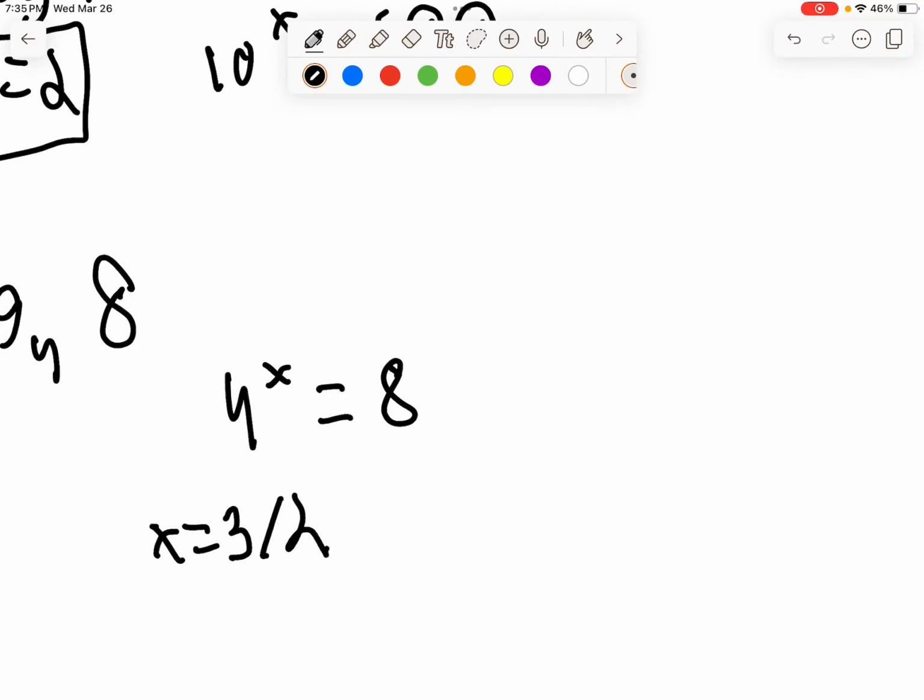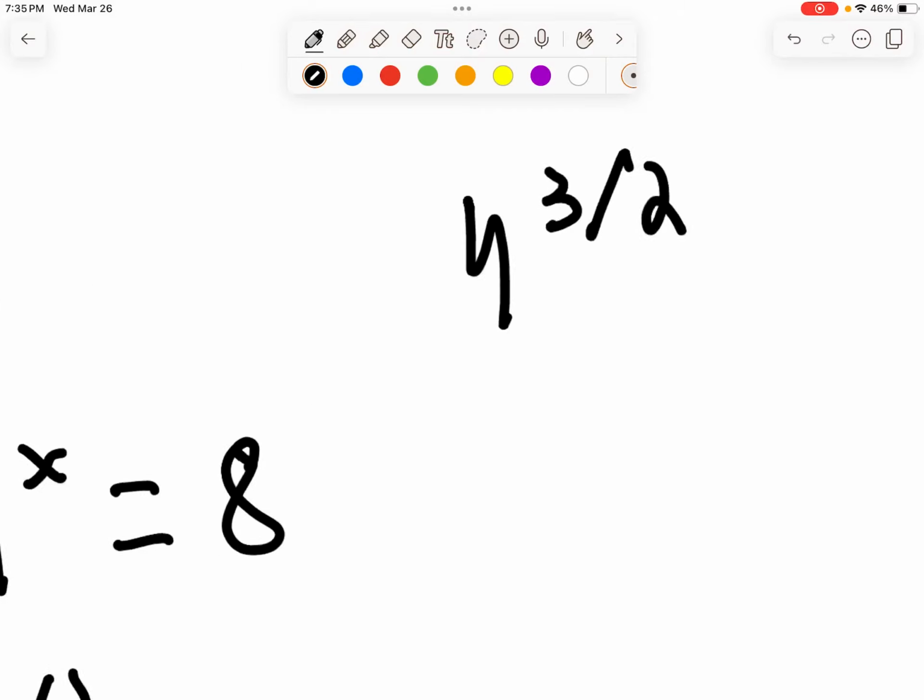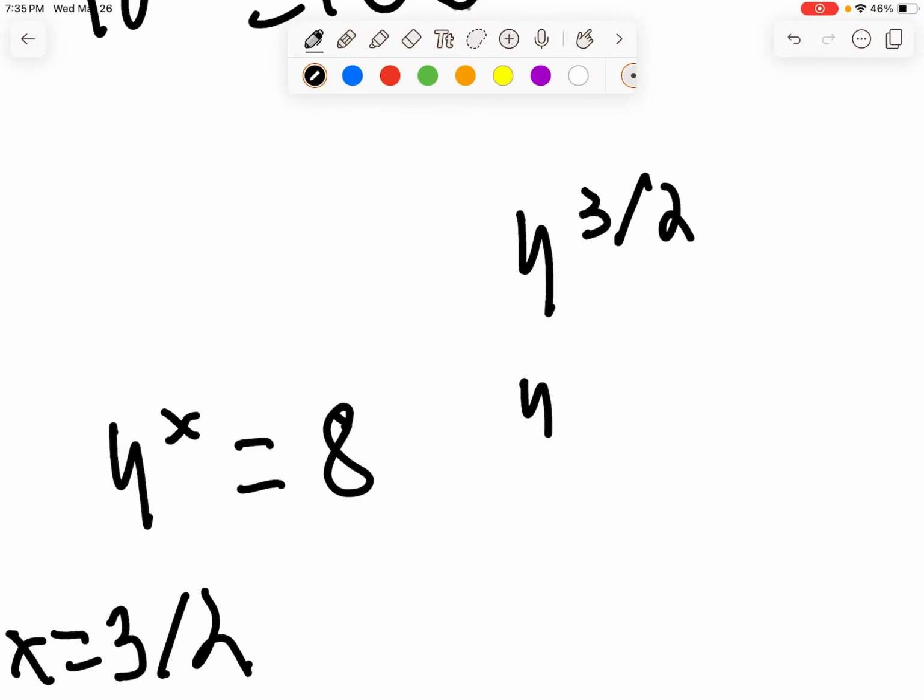Because what is 4 to 3 halves? You can rewrite it as 4 to the 1 plus 1/2, which is 4 times 4 to the 1/2. I'm gonna show you something else.